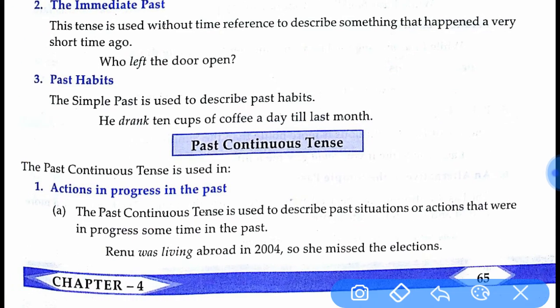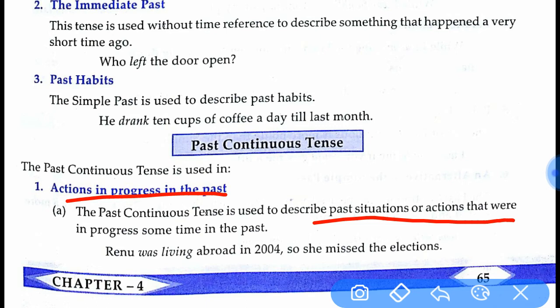Now we know the past continuous tense is for an action that continued for some time. We already have seen the present continuous. Here past continuous tells us of an action in progress in the past. So something happened for some time in the past. So it is used to describe past situations or actions that were in progress some time in the past.